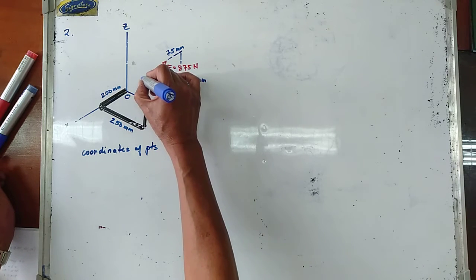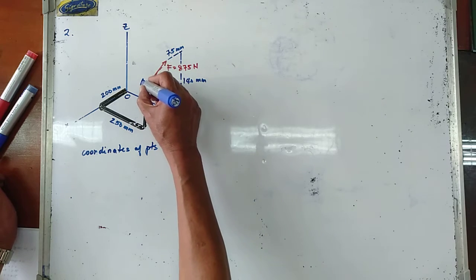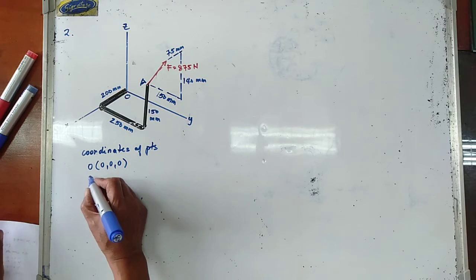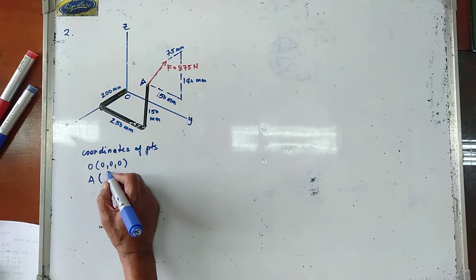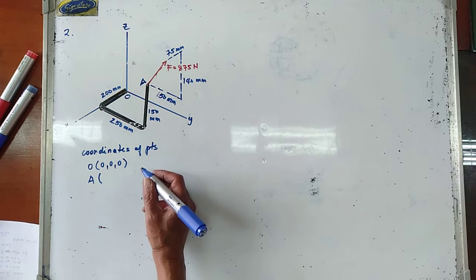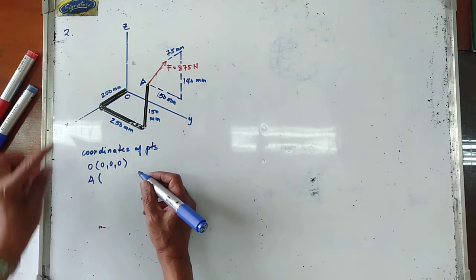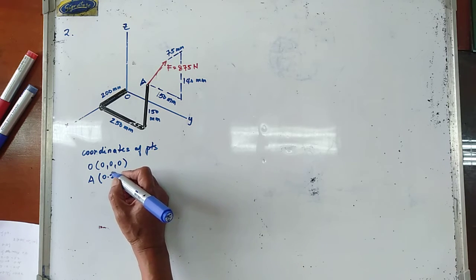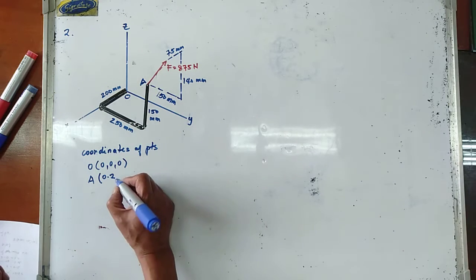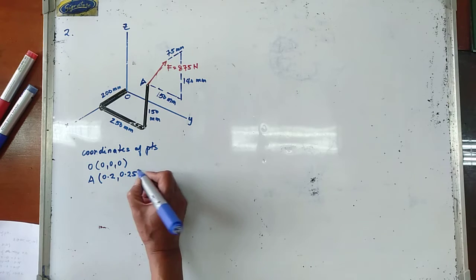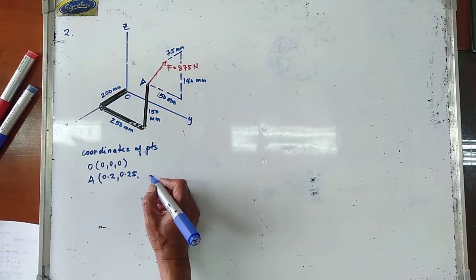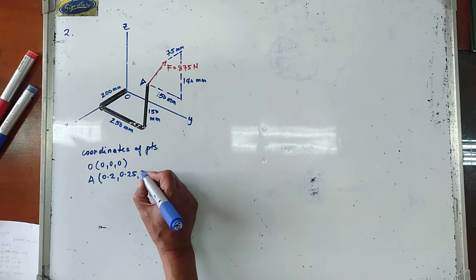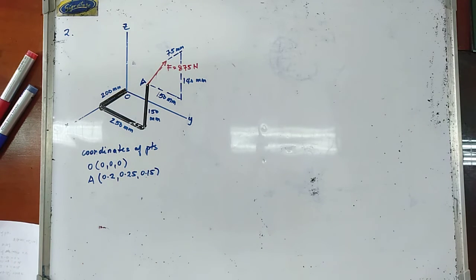So this is your point A. We have the origin, of course, 0, 0, 0. Your point A now has a coordinate in the x-axis of 200 mm, or 0.2 meters. In the y-axis, it is 250 mm, or 0.25 meters. And in the z-axis, it is 150 mm, or 0.15 meters.